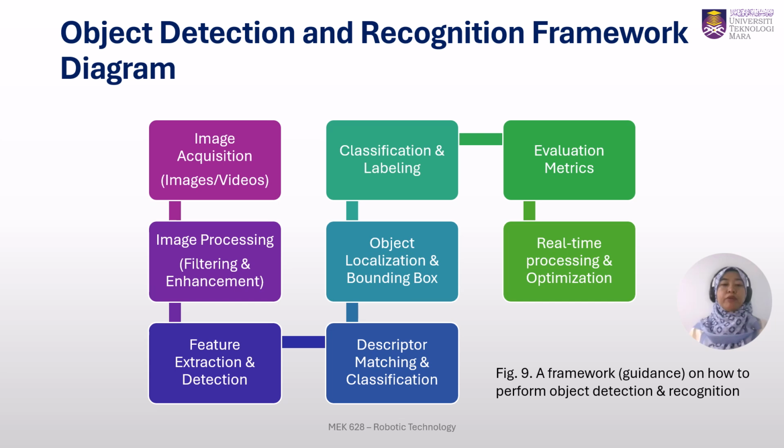And then after that, it will localize the object and draw a bounding box for the different objects in that image. After that, it will put labels on that bounding box or that object, and then it will be evaluated by using evaluation metrics such as mean average precision, for example. And then finally, it will build a reliable robotic vision system by using real-time processing and optimization.